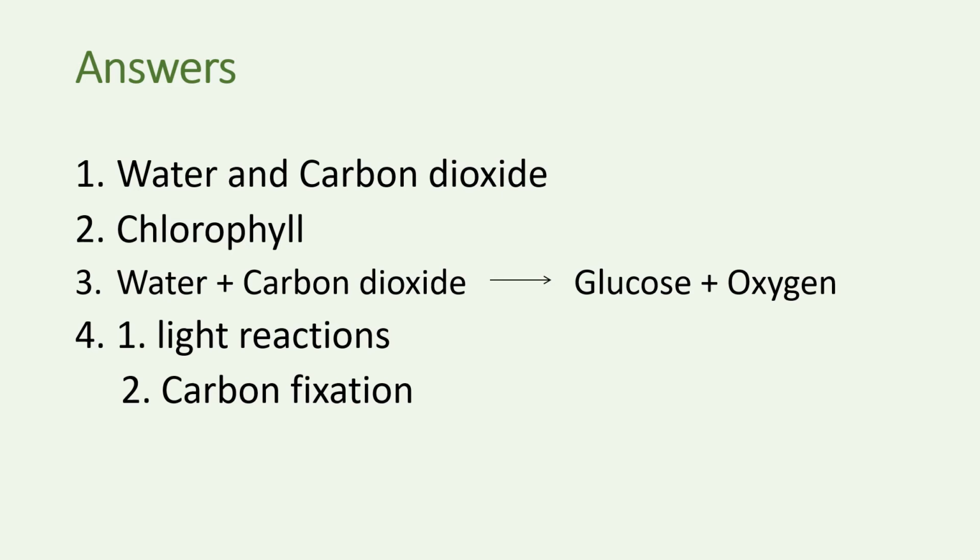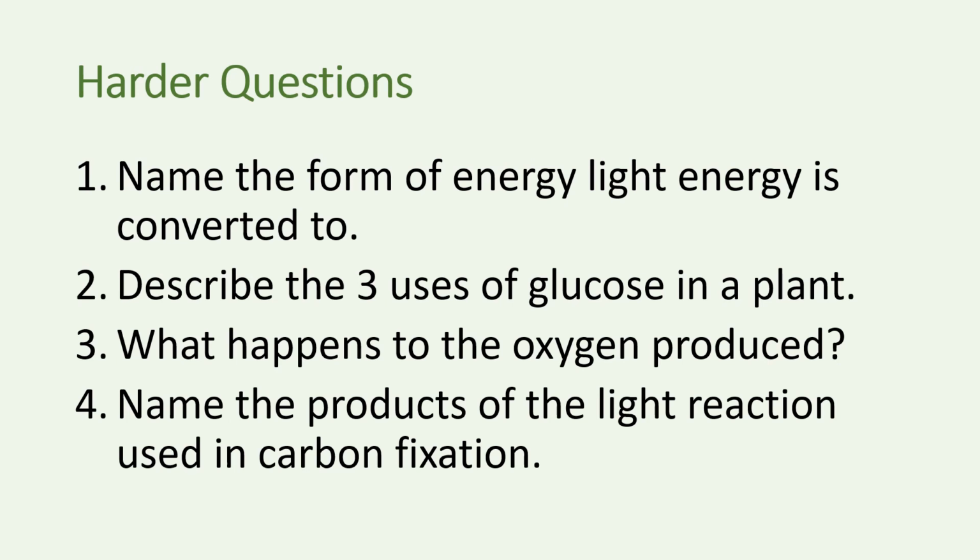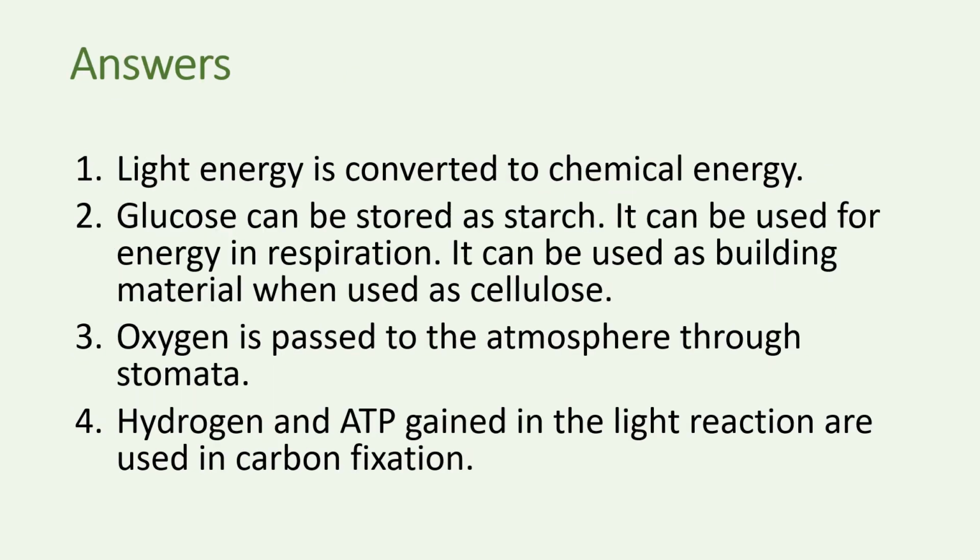Well done if you got that correct. If not, you need to go watch the video again. Pause the video and try to answer these harder questions. So the harder questions are: name the form of energy light energy is converted to, describe the three uses of glucose in a plant, what happens to the oxygen produced, and name the products of the light reaction that are used in carbon fixation. The answers are that light energy is converted to chemical energy in the form of ATP.